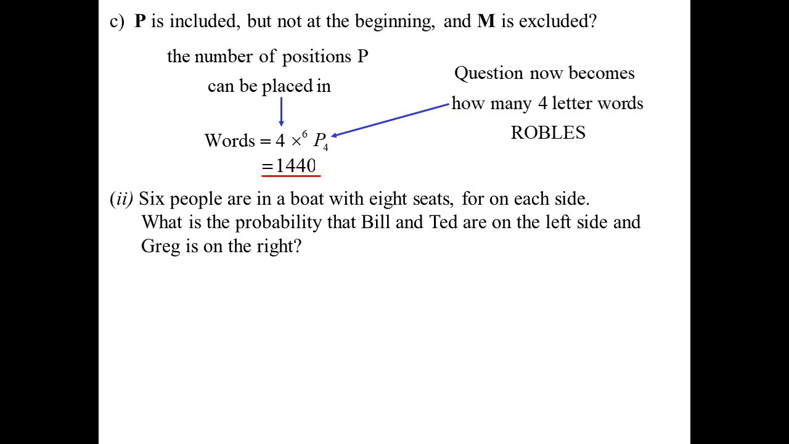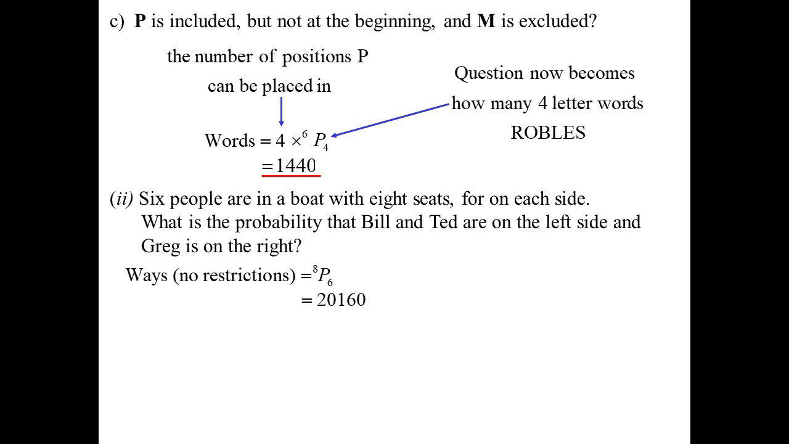Alright. 6 people are in a boat with 8 seats, 4 on each side. 4 on each side. How did that happen? What's the probability that Bill and Ted are on the left side and Greg's on the right side? What's the probability of that happening? First thing to do, it's a probability question. The bottom of the fraction will be no restrictions. How many ways? So if there's no restrictions, there's 8 seats these people are going to use, but I'm only going to use 6 of them. So 8P6, 20,160.